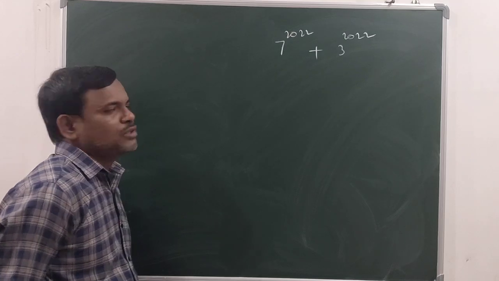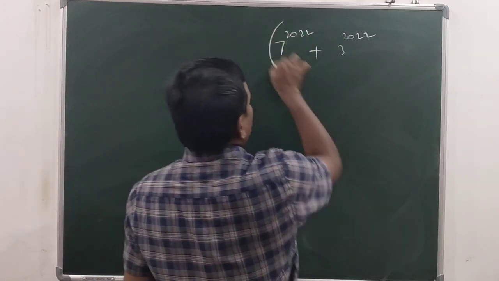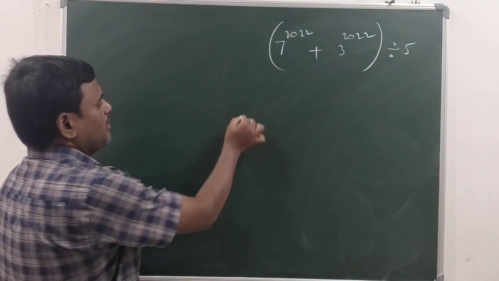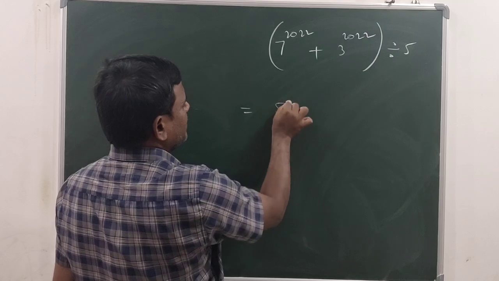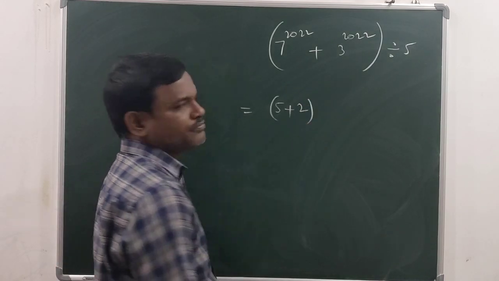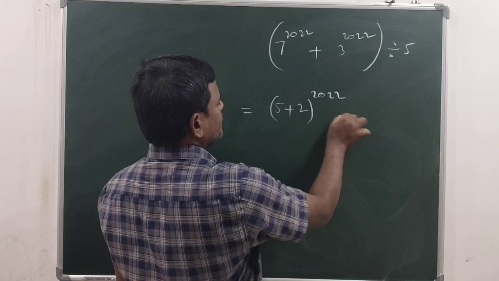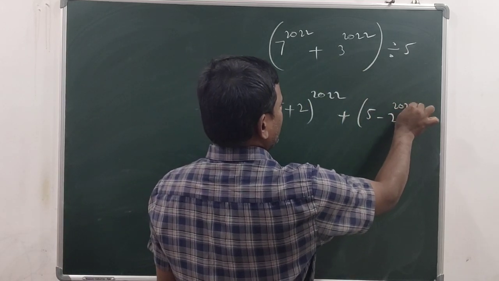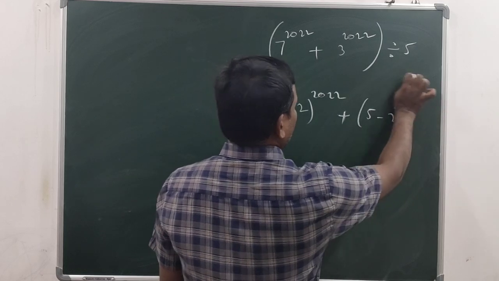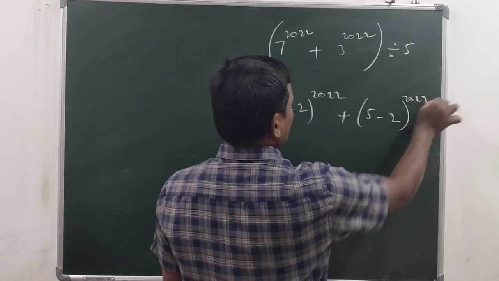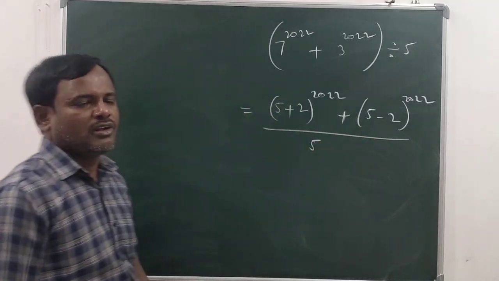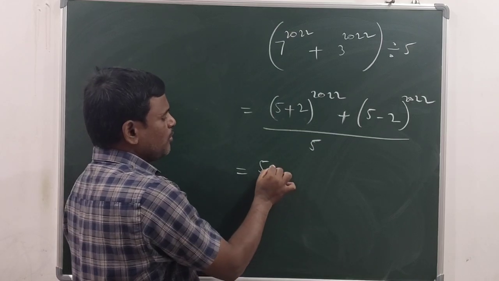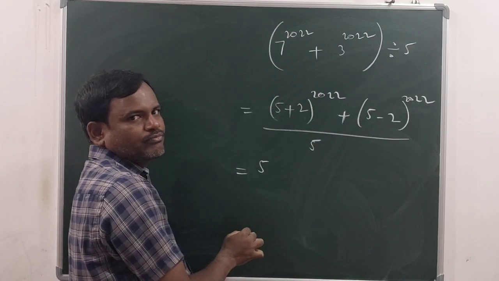Now, answer to this question. What is the remainder when it is divided by 5? See, this 7, I can write as (5 plus 2) whole power 2022. So this 3, I would like to write as (5 minus 2) whole power 2022, divided by 5. Now apply the binomial theorem for this. So here what do you get, students? 5 into... so here 2022.